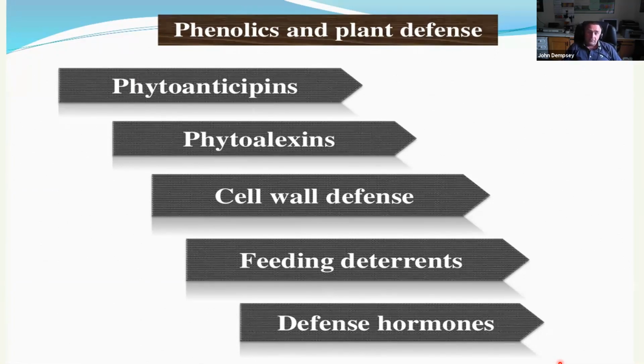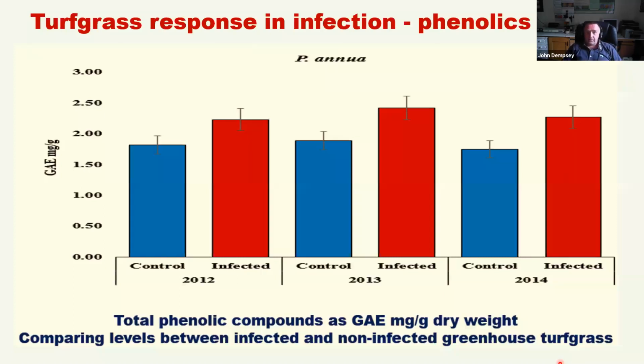But anyway, what we're interested in, of course, is the defense compounds produced upon infection. And actually, this is something we did as well a few years back. This is Poa annua over 3 years, and we looked at the total phenolic compounds in these control plants, which were not infected, and compared it with levels of phenolics in the infected plants in the red. As you can see, over the 3 years, the infected plants had much higher levels of these phenolic compounds, which helps support the fact that they are defense related and are produced in response to infection.